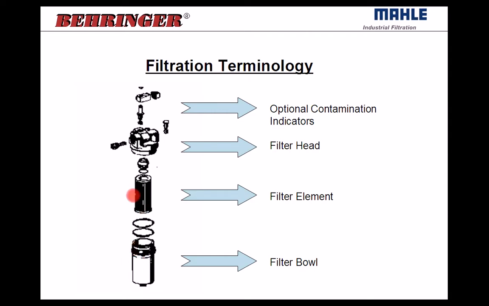The filter element, like I said, is the device that traps the contaminants. Here's the optional bypass valve that goes into the head, and then different types of contamination indicators. You have a pop-up and electrical. Sometimes you can just plug that and not have a contamination indicator, but it is recommended to at least have a pop-up indicator.